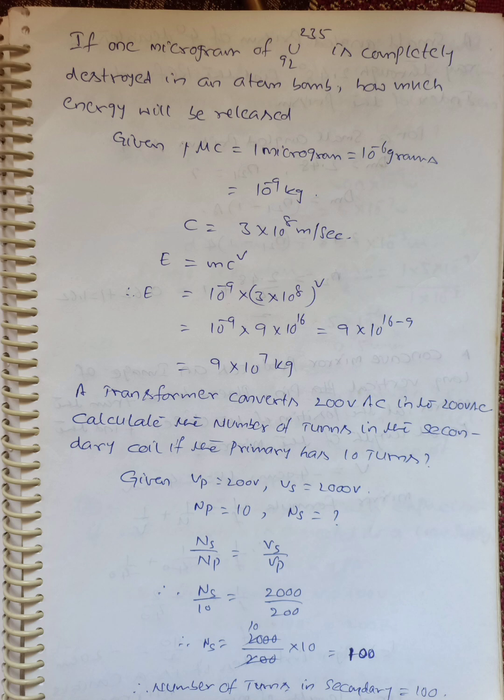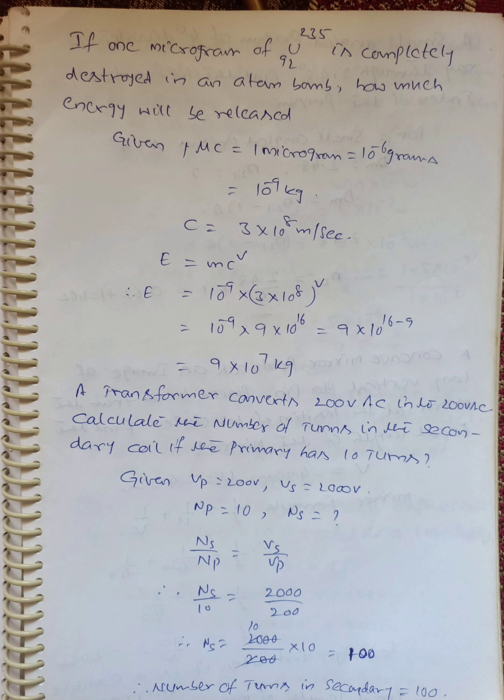If 1 microgram of 92 uranium 235 is completely destroyed in an atom bomb, how much energy will be released? It is a problem based on Einstein's energy relation E is equal to mc square. 1 microgram is equal to 10 power minus 6 gram, that is equal to 10 power minus 9 kgs. Velocity of light C is equal to 3 into 10 power 8 meters per second. On substituting these values in E is equal to mc square and simplifying it, we will get 9 into 10 power 7 kgs.